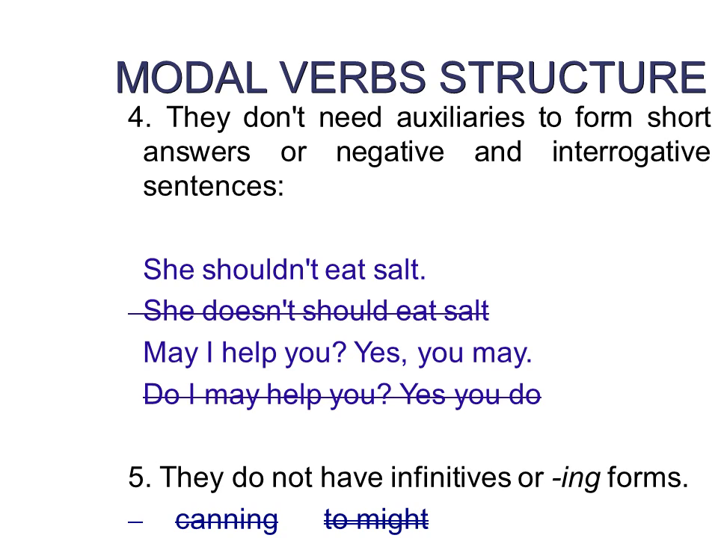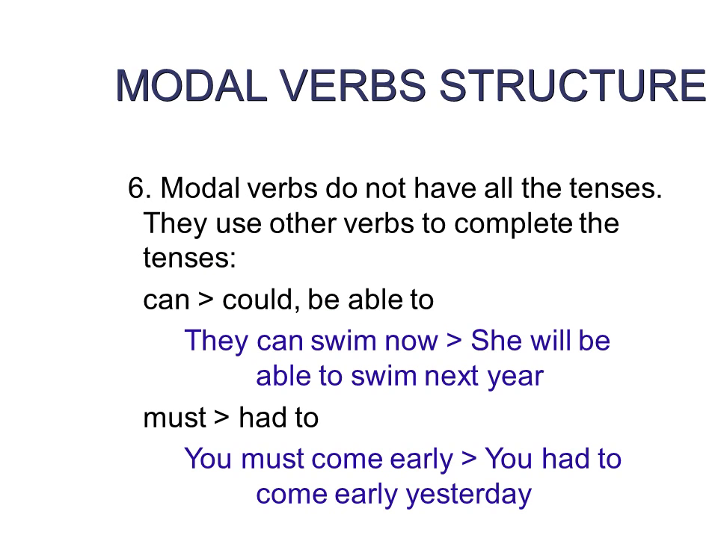Another example. They do not have infinitives or ing forms. Canning or to might. This is impossible. Also, modal verbs do not have all the tenses. They use other verbs to complete the tenses. For example, can uses be able to. For example, they can swim now. Can has no future, so she will be able to swim next year. Must uses have to or had to. You must come early, or you had to come early yesterday.